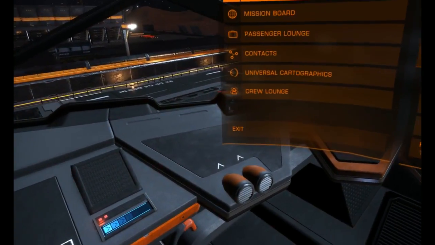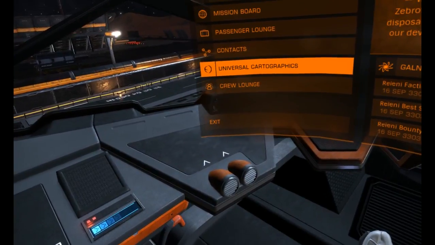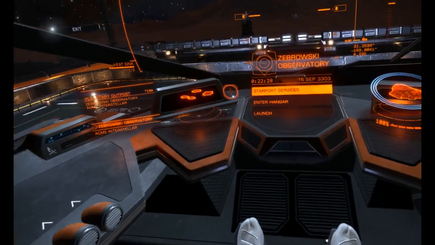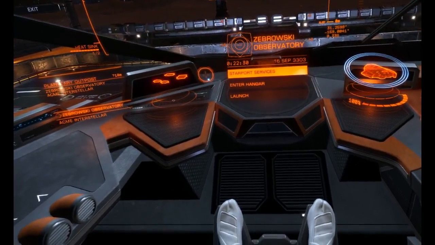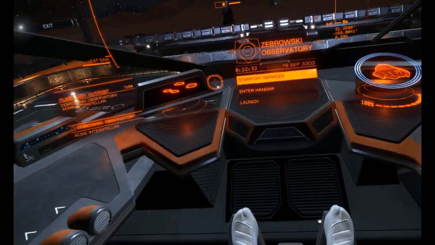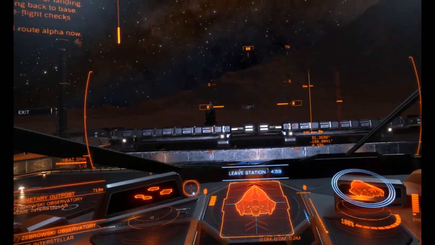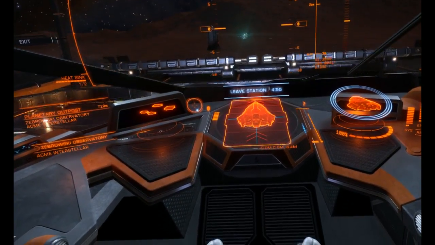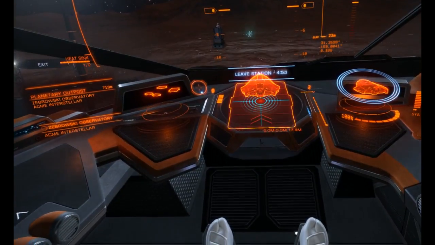Course is now plotted. We've completed all other missions, restocked. Okay. Launching. Ship released. Make way for oncoming traffic.